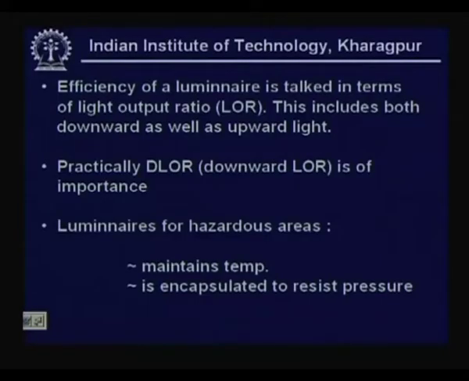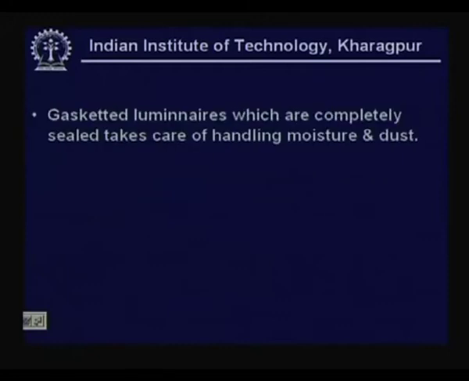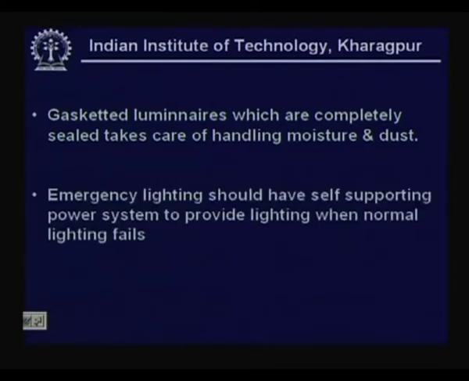For hazardous areas, one has to be very careful that they maintain temperature. So, they have to be sturdy, and they are encapsulated to resist any pressure variations. And wherever moisture is involved, gaskets should be provided and completely sealed so that dust or moisture ingress does not take place. Now, for emergency lighting or safety lighting, one should have a self-supporting power system when normal lighting fails. This could be in the form of rechargeable batteries provided within the luminaire.